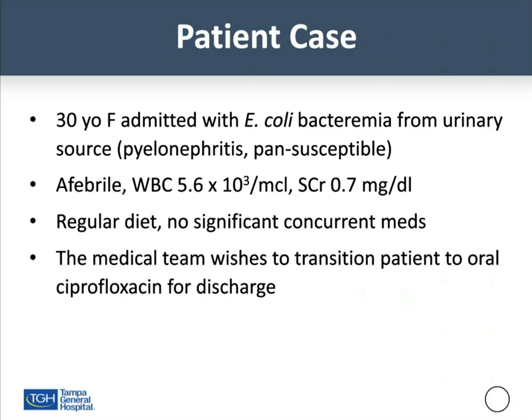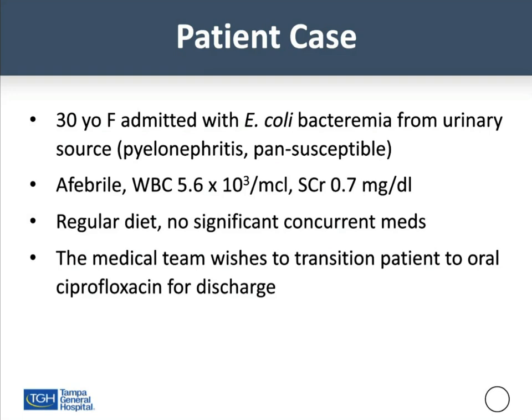Okay, so just to break up some of the concepts we've already talked about, I'm going to have us think through a case right now. So we have a 30-year-old female who is admitted with E. coli bacteremia from a urinary source. It's confirmed that the source is pyelonephritis, and the E. coli isolate is pan-susceptible to everything that's on your reporting card.